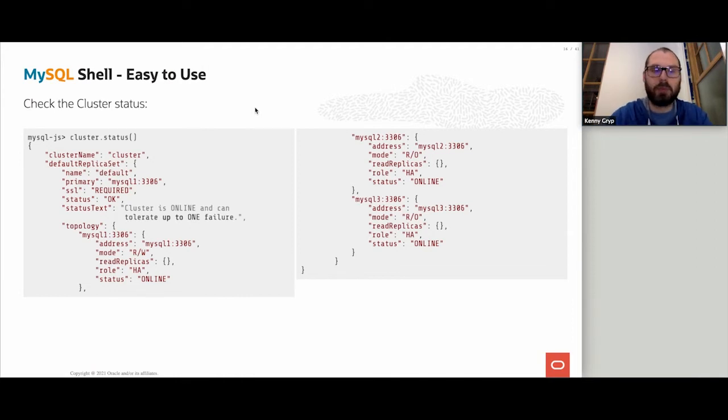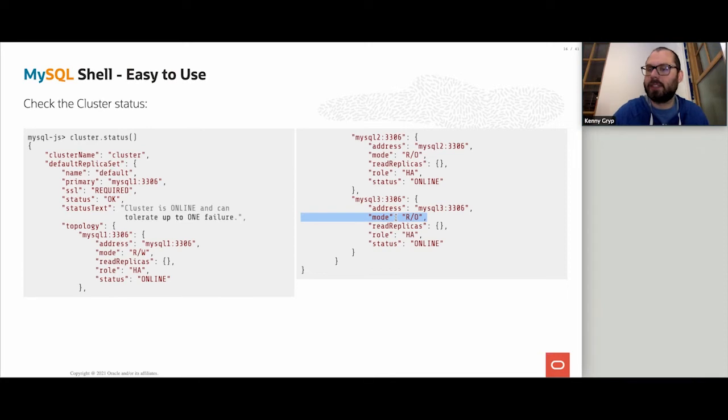So after you have a three-node cluster, for example, you do cluster.status, and it will basically show you the status of the group. You get a JSON object, so it always returns a JSON object. So we have cluster, which is cluster. The primary is MySQL 1. It's with SSL. It's all good. It's online. There's one failure that it can sustain. And then it shows you the topology. So we have MySQL 1 in read-write, MySQL 2 in read-only, and MySQL 3 in read-only.